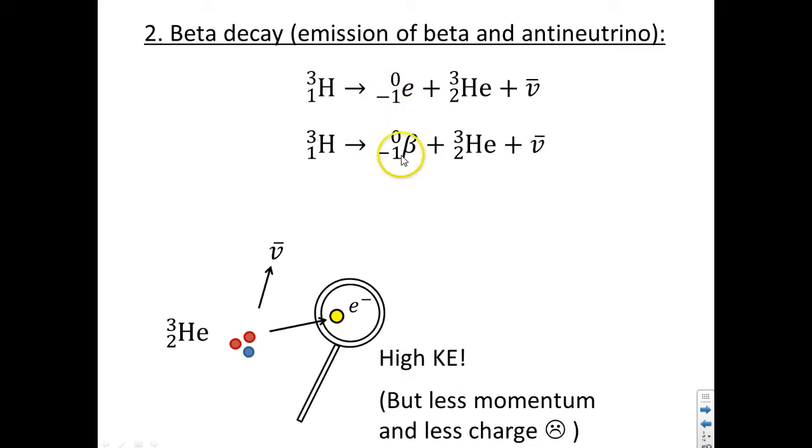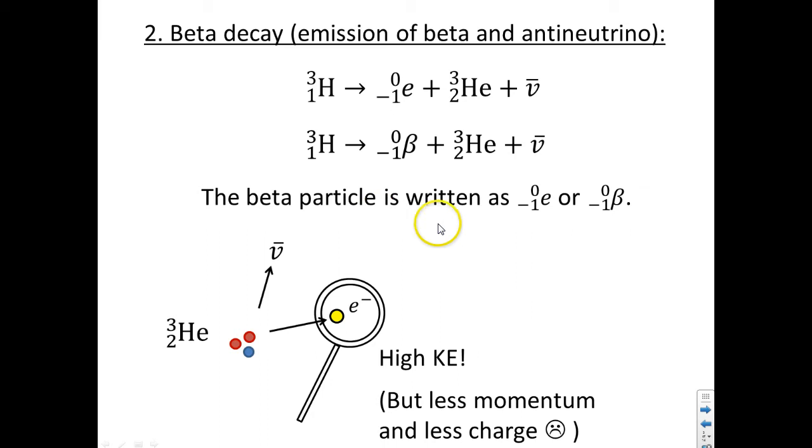Another way to write this is using the beta symbol rather than the electron symbol. So the beta particle can be written as either. And sometimes we even put a minus right here, like I've done in this case. We put a little minus to the top right, and a minus is here as well.